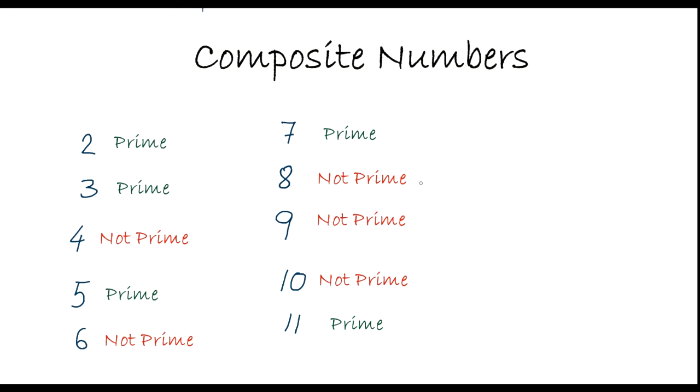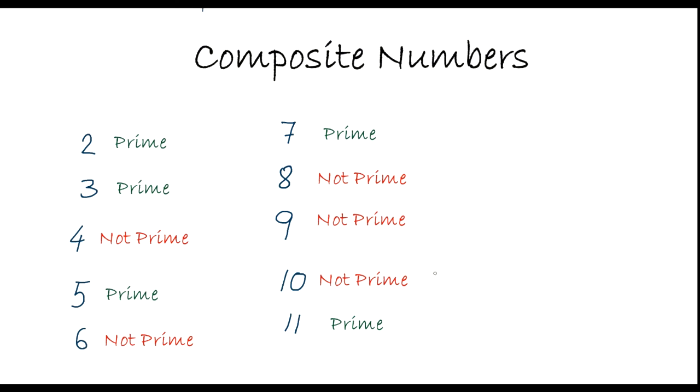That means you can multiply some numbers to get the composite number. Suppose to get 4, you can multiply 2 and 2. To get 6, you can multiply 2 and 3. To get 8, you can multiply 2 and 4. To get 9, you can multiply 3 and 3. To get 10, you can multiply 5 and 2.